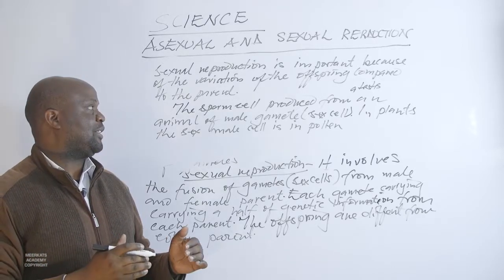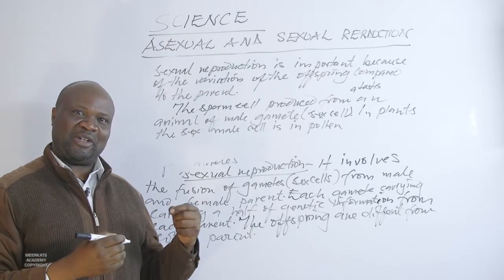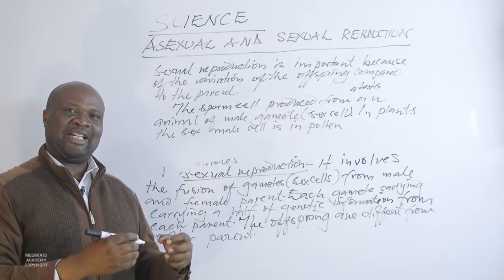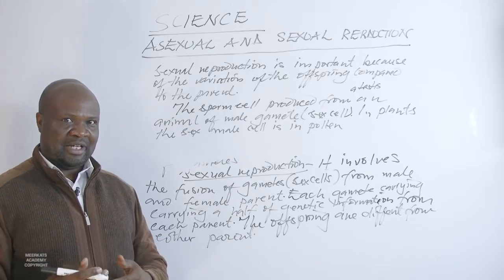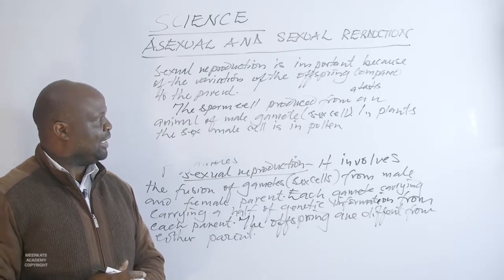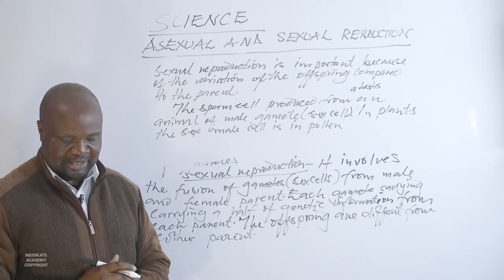That's another basic fact. We are saying the male gamete, called the sperm, is produced in a testis, that is in a male parent, an animal. But in plants, the same male sex cell is produced in the pollen.